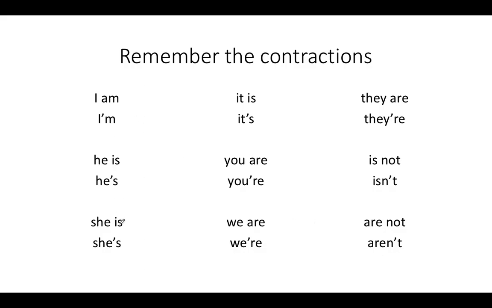These ones can be used, I'm, he's, she's, it's, you're, we're, and they're, can all be used with affirmatives and negatives. But is not and are not, isn't and aren't, can only be used with negatives, because you'll see that part of this word is not. It's not is a part of this word, this contraction. So that's why we can only use these ones when we're talking about a negative.